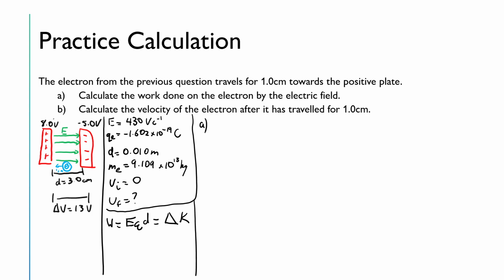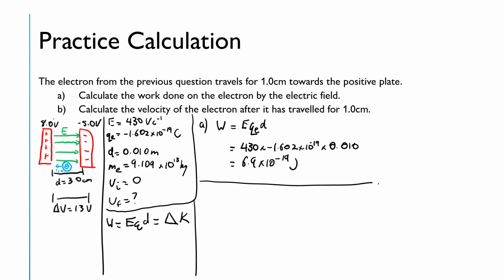So let's have a go at solving for part A now. All we need to do is calculate the work done on the electron by the electric field. So the work that is being done is going to be equal to the magnitude of the electric field times the charge of the electron times the distance that the electron travels. So all we need to do here is substitute and solve. And this gives us 6.9 times 10 to the negative 19 joules. Quite a simple equation. Let's have a look at part B.